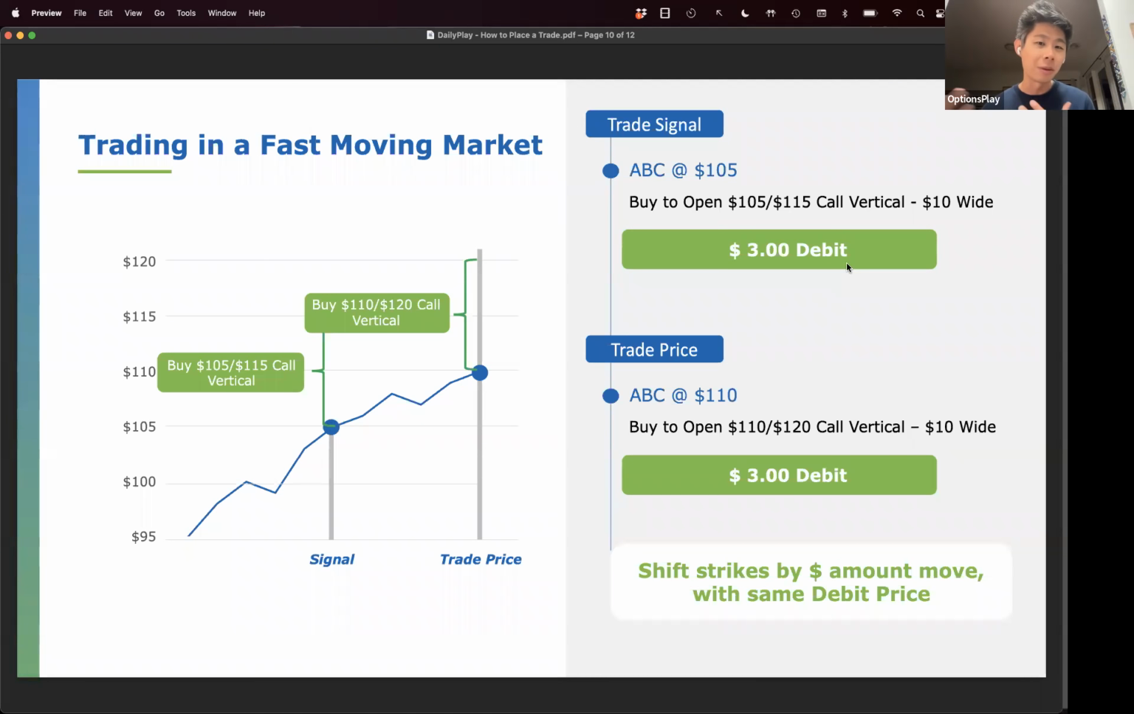So on a $100 stock, if it moves by $1 or $2, I usually still consider that a more than valid trade. So for example, PayPal, it was trading at $100. If you didn't catch it until 102, I still think that's a perfectly valid trade. So you would still place that trade. You would just use the midpoint at the time you place the trade rather than the midpoint of the signal when we sent it out.